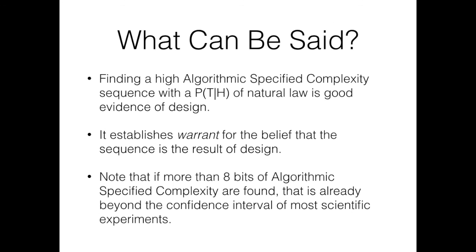So, if you find an algorithmically specified complex sequence where your background information is natural law, it is good evidence of design. It establishes warrant for the belief that the sequence is the result of design. And I should note that if you have more than 8 bits of algorithmic specified complexity, then you are already beyond the confidence interval of most scientific experiments.